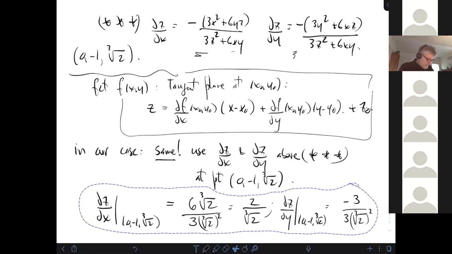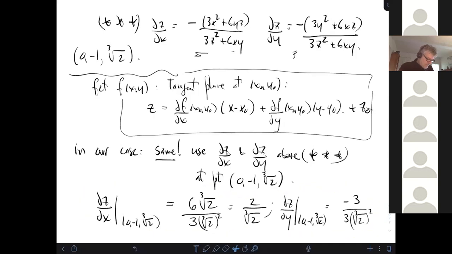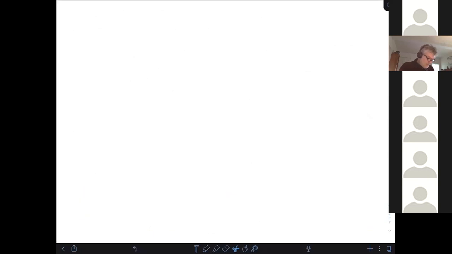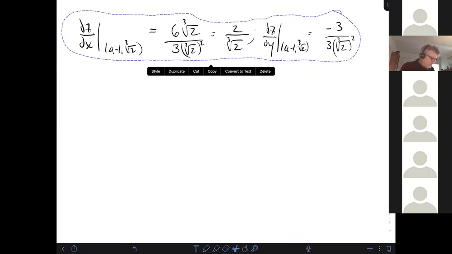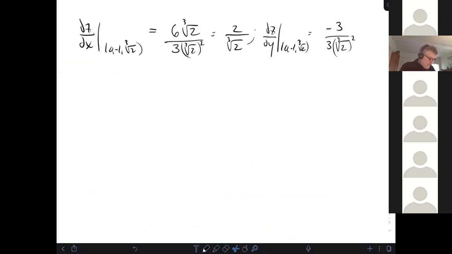I'm going to take this and place this here. Now again, the equation of my plane.